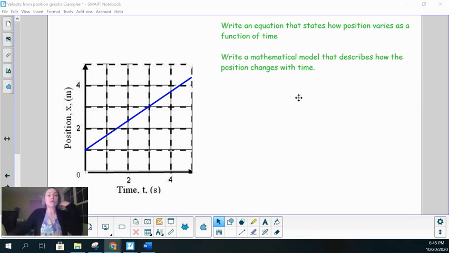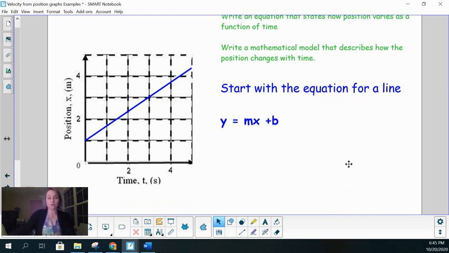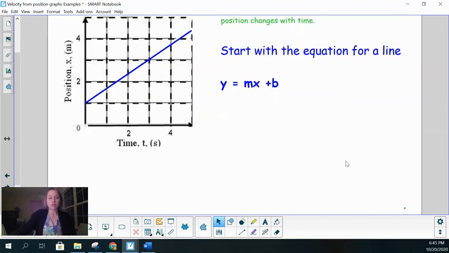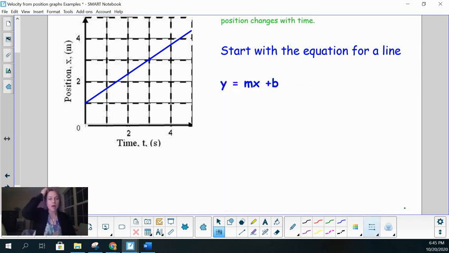We'll start with the equation of a line, y equals mx plus b, and we will simply substitute in for each of those different values. Let's start at the beginning with our variables. Our variables are going to be what's represented on our axes. So we've got our x and our y axes. We're going to start with our y, and on our y-axis is position.